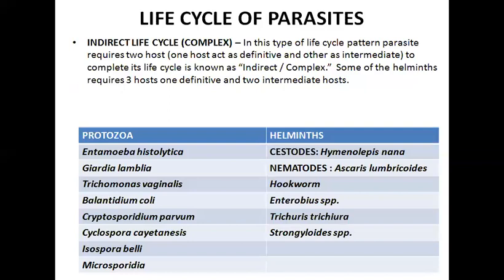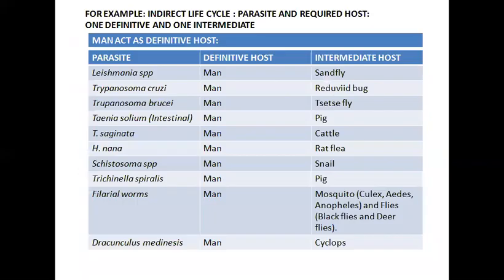Then we have indirect life cycles, which are also called complex life cycles. In this type of life cycle, the parasites require two different hosts for completing the life cycle. Some of the helminths also require three hosts, one definitive and two intermediate hosts, for completion of the life cycle. For example, we have Leishmania species, which requires man as a definitive host and sandfly as an intermediate host. We can have many more examples of such parasites which require two different hosts for completion of their life cycle.